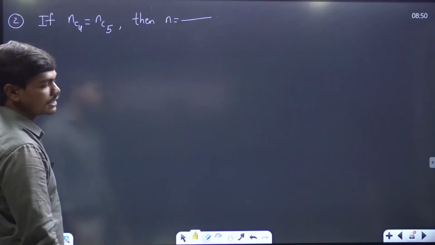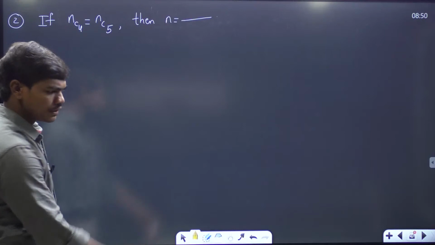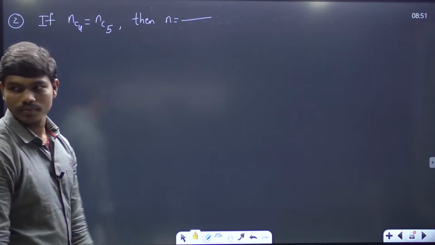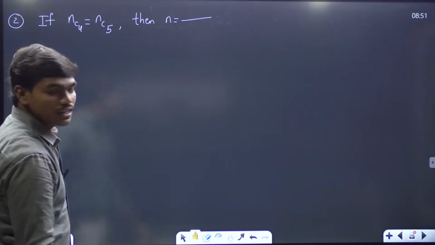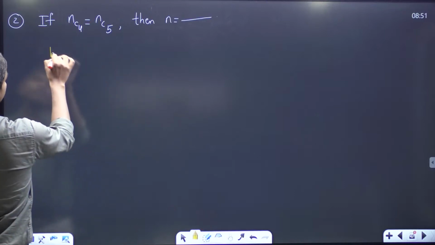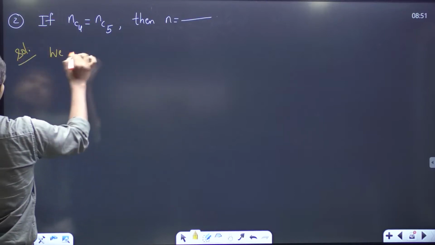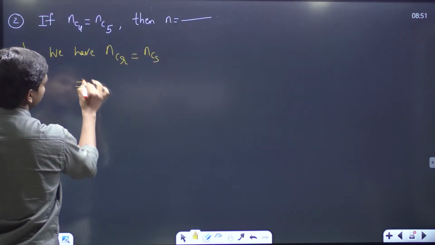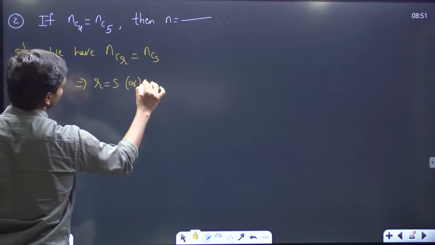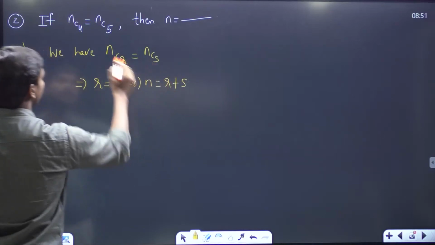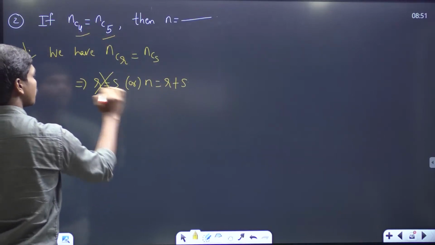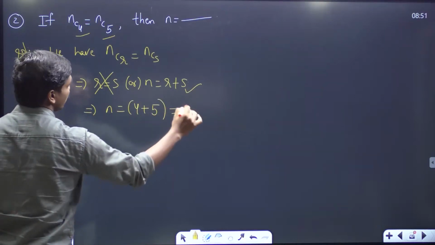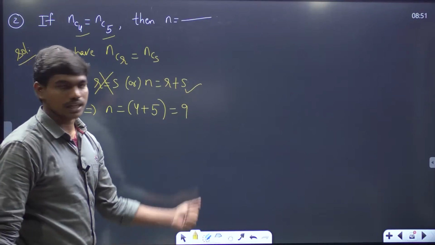If NC4 is equal to NC5, then N is equal to. This is also a previous GATE question, you know. So see here, we have NCR is equal to NCS. This implies either R is equal to S or N is equal to R plus S. We have seen, but here this 4 and 5 are not the same, which means this can't happen, which means this should happen, which means N is equal to 4 plus 5, which is equal to 9. So this is a previous GATE question that was asked in one of the years.